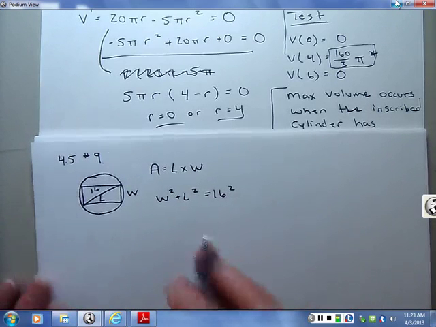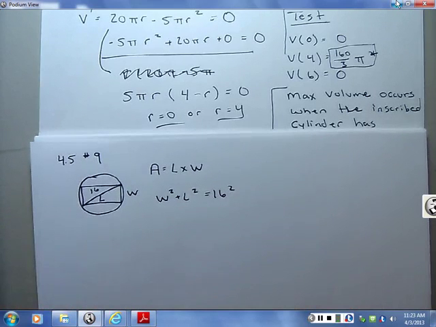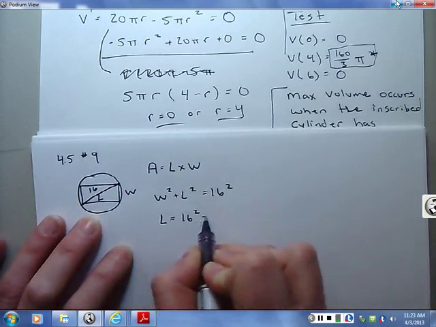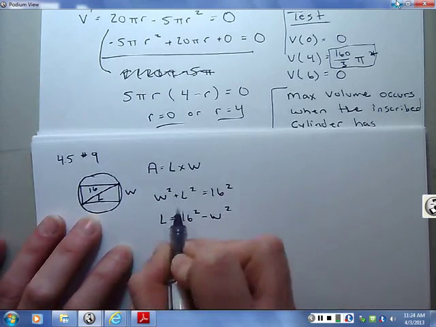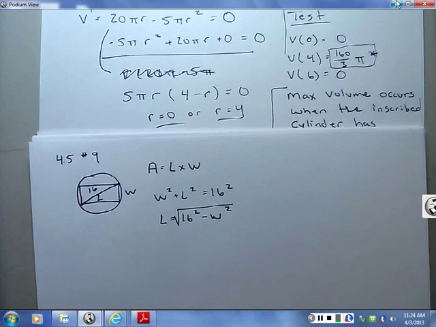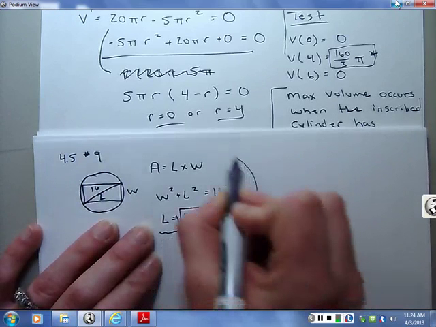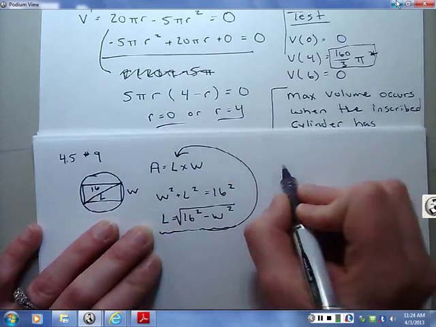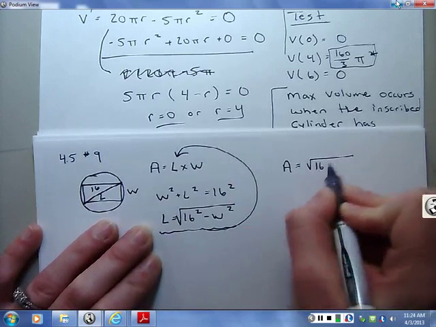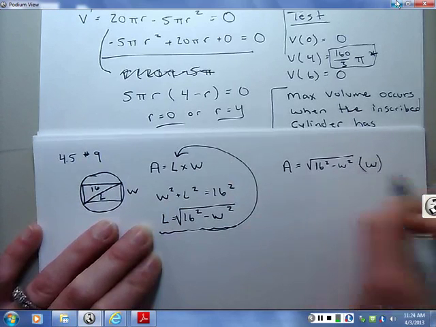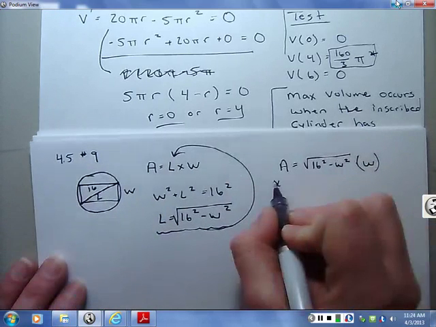So which one do you want to solve for? Length. So the length here is going to be the square root of 16 squared minus W squared. We're dealing with distance, so we can ignore the negative one. So I solve for length. I plug that back into my area formula. So I have area is the square root of 16 squared minus W squared, times W. This is the function I want to maximize.